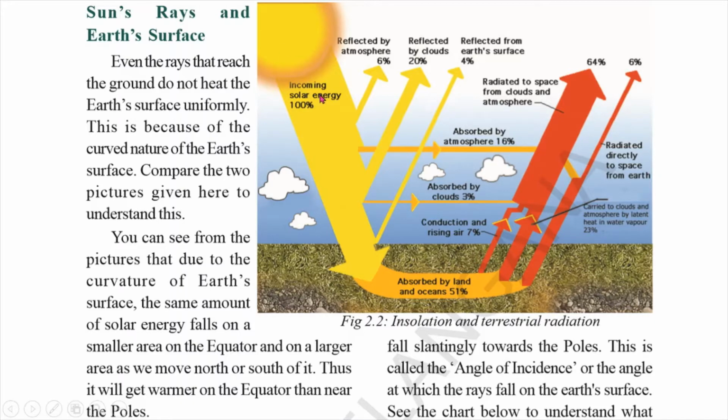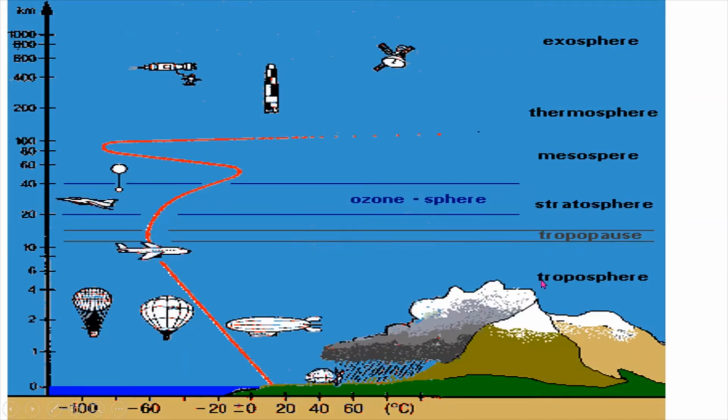And these are the radiations, the sun rays which are falling on the earth, and these are the different layers of the atmosphere. The first layer is the troposphere, then tropopause, then stratosphere, then ozone sphere, then mesosphere, thermosphere, and exosphere. Here is where the habitat occurs, and below this our life is possible, and the ozone layer is present in the stratosphere.